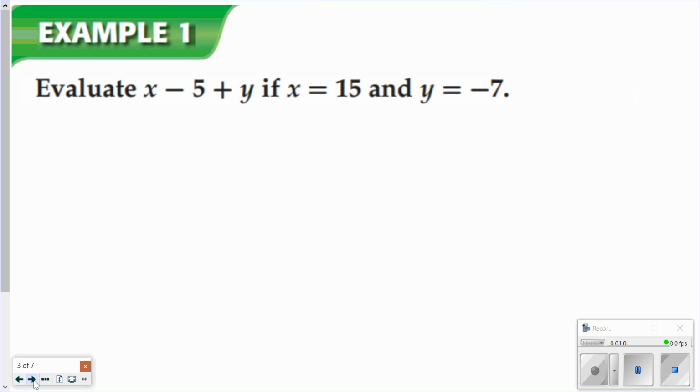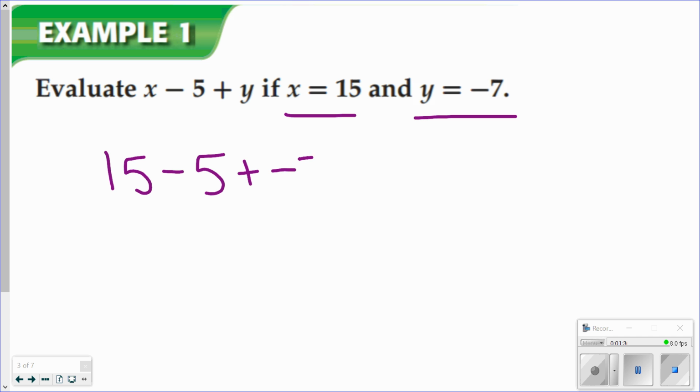So here's our first example. Evaluate x minus 5 plus y if we know that x is equal to 15 and y is equal to negative 7. So let's plug everything in that we know. So x is 15 minus 5 plus our y, which is negative 7, and I can plug that right into my calculator, and I end up getting 3. So 3 is my answer.